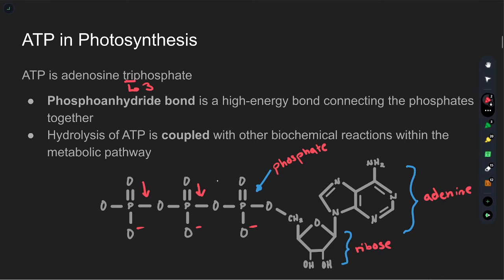Hydrolysis of ATP, that is the breakdown of ATP using water. We use water to break one of these phosphoanhydride bonds, which releases a phosphate group. We get ADP, adenosine diphosphate, and an inorganic phosphate as a product from hydrolysis. Hydrolysis is also exergonic, meaning our Gibbs free energy, our delta G, is going to be negative. And this is coupled in other biochemical reactions within metabolic pathways. And we saw this with respiration and fermentation. We're also going to see this in photosynthesis as well.